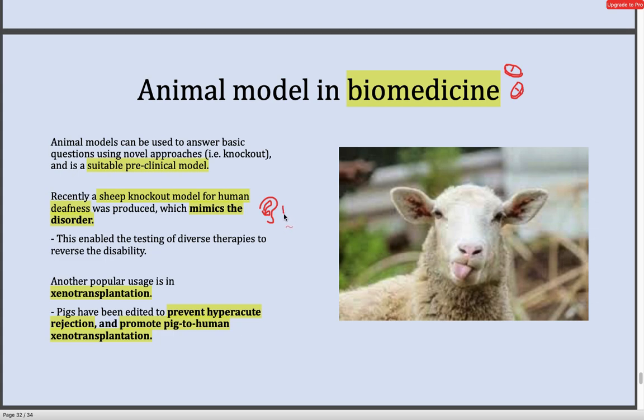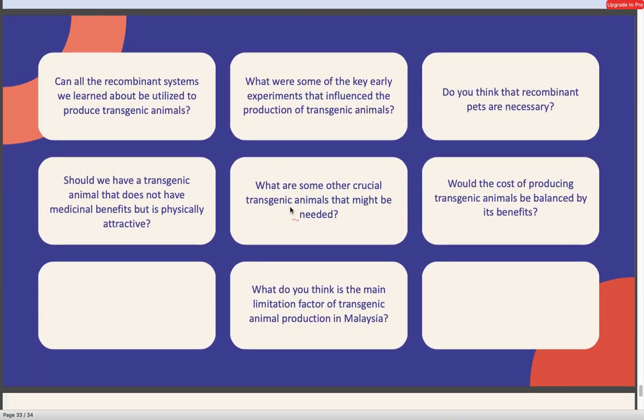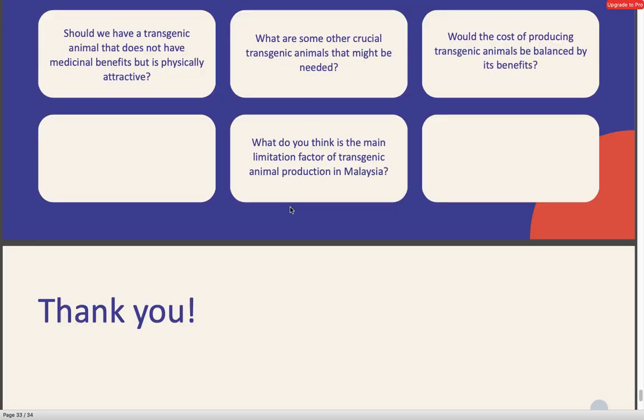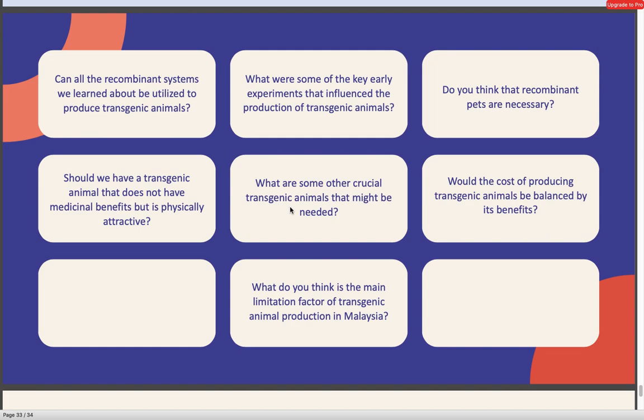All right, last slide. As usual, I'll just end the lecture with questions to think about. Can all recombinant systems be utilized to produce transgenic cells? Just a heads up, usually all these questions would probably be somewhere in a test or an exam, so something to pay attention to. Can we use all recombinant systems to produce transgenic animals, or can we not? For example, we think of mammalian recombinant systems work, but not virus recombinant systems.